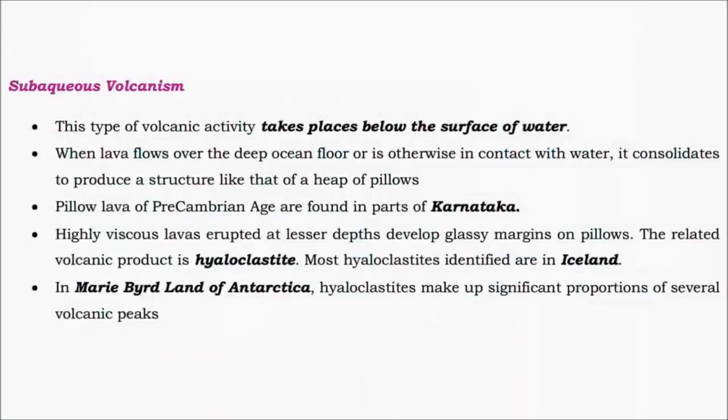And the next type of volcanism is called subaqueous volcanism. Here, this kind of volcanic eruption mainly takes place below the surface of water. So when volcanic eruptions take place underwater, the lava cools under the water, giving rise to a shape which is similar to a heap of pillows. This can be observed in parts of the neighboring ocean of Karnataka, that is near the Arabian Sea, where this kind of pillow lava can be observed, which is found mainly from the Precambrian age. And these pillow lava surfaces are covered by a glassy layer, so they are called hyaloclastite. They are mainly found in Iceland.